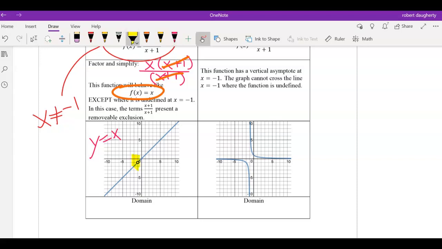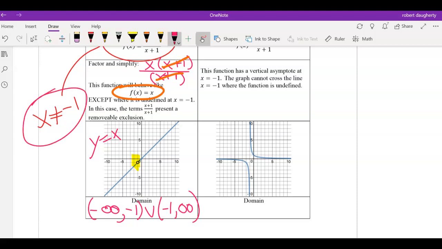So you see a hole in the graph at negative 1. So the domain of this function is from negative infinity up to negative 1, and then negative 1 to infinity. So that is the domain of this particular function. So for our purposes, this is an exclusion.